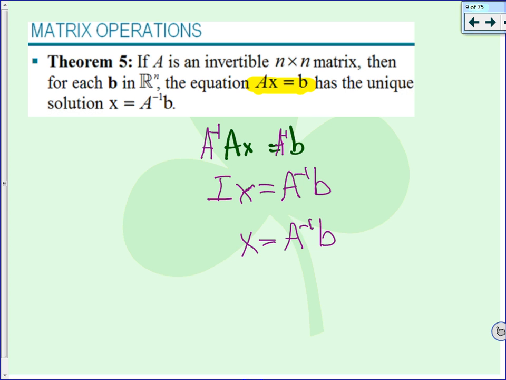And we actually did this freshman year with you guys, this whole thing, and you're like, do we have to do that every time? And I said, no, you just have to know where this X equals A inverse B comes from. That's where it comes from.